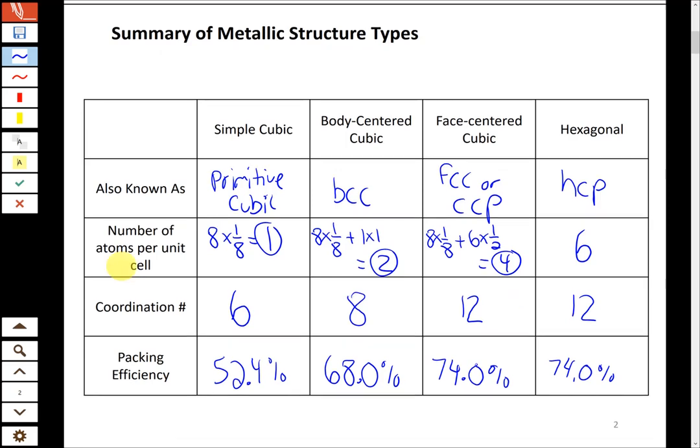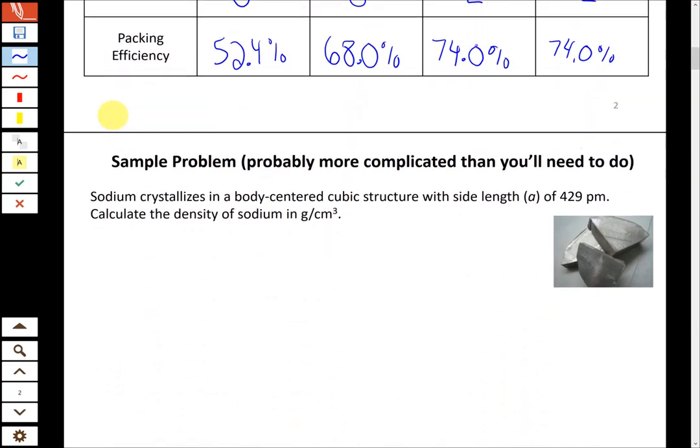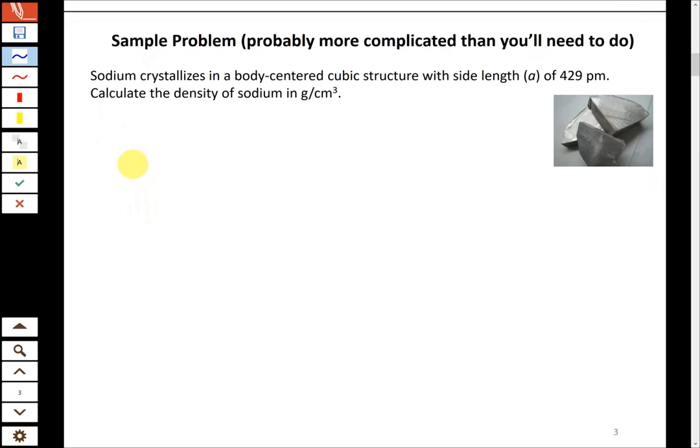All right, what I'll close with for metallic structures is an example problem. This is more complicated than anything we'll ask you to do on a test. Perhaps on the homework there'll be something like this, but not likely the exam. But if you can understand and follow what we're doing here, this kind of helps you understand these structure types a little bit better and also understand what we can do with them.